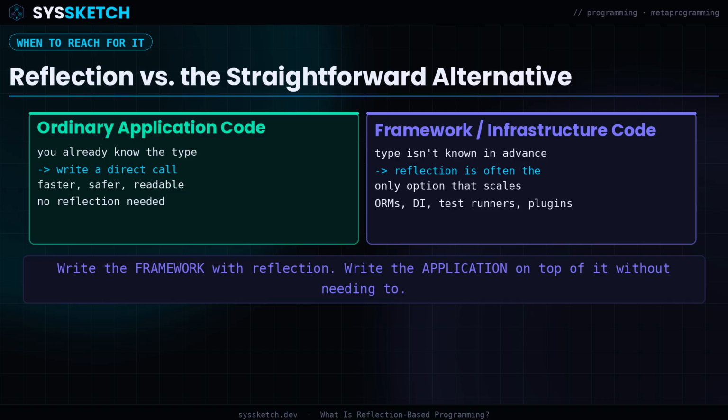The rule of thumb that holds up across languages: write the framework with reflection, write the application on top of it without needing to. That split is exactly why reflection can feel invisible in daily coding, yet sits underneath nearly every modern framework you rely on.